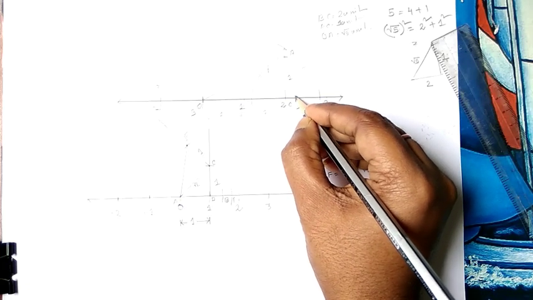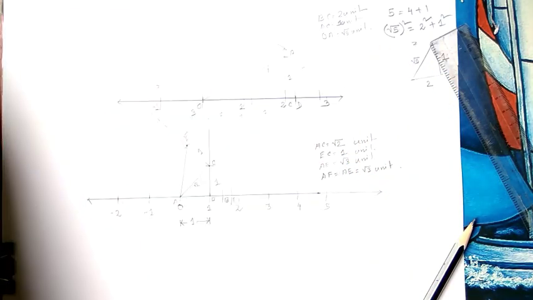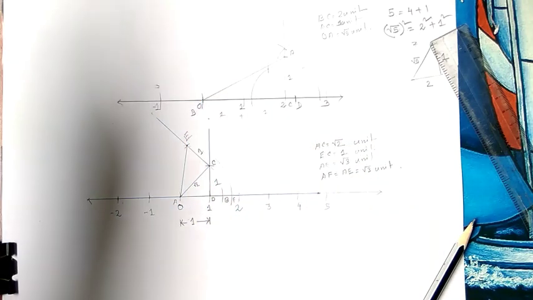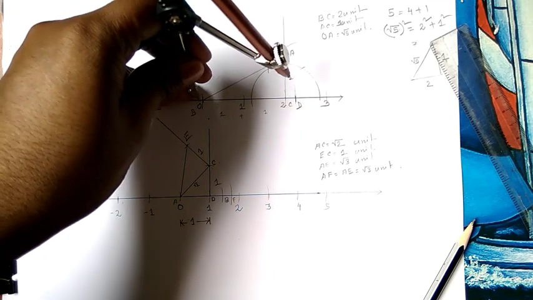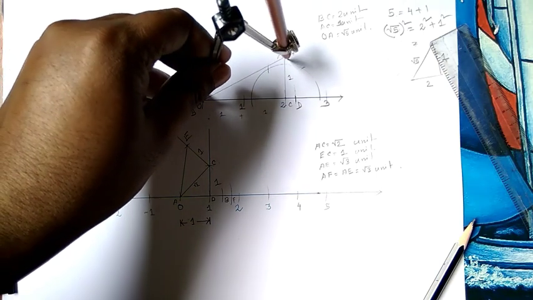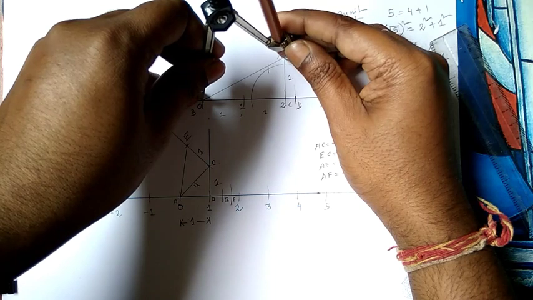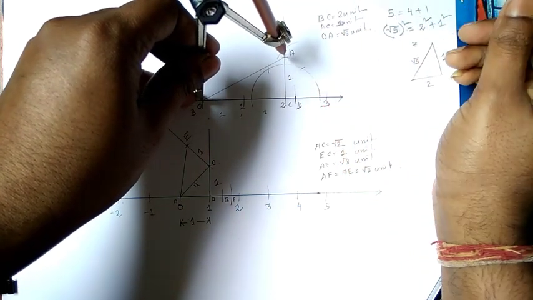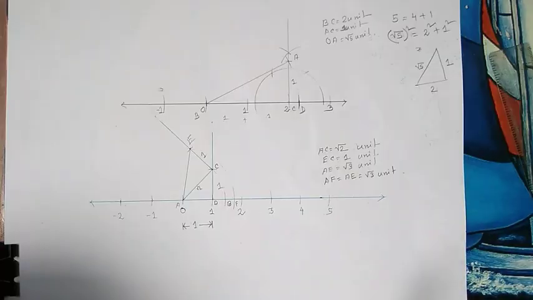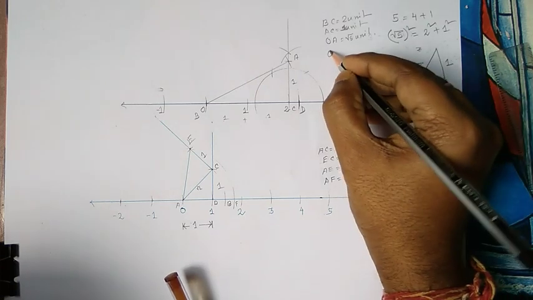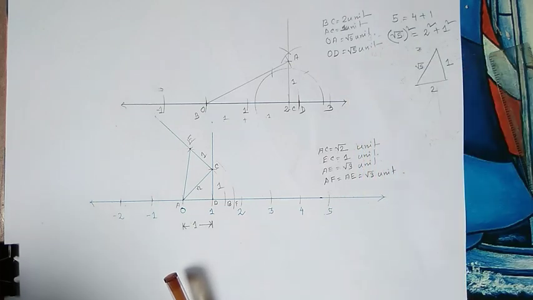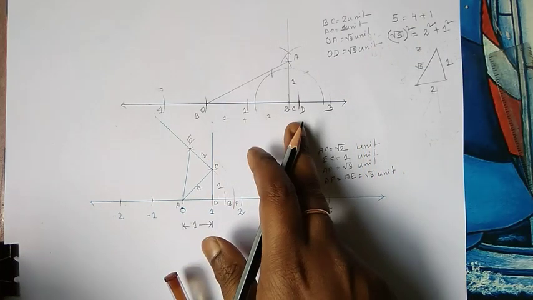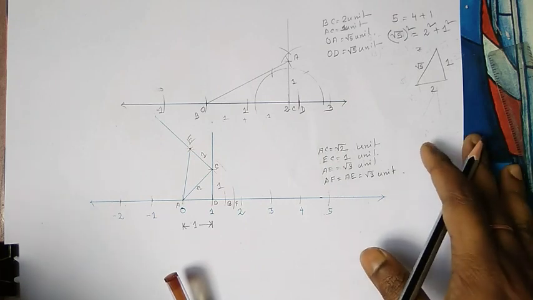So this OD is known as, actually this one is not properly visible. So write OD equals to √5 unit. So already √5 is in your number line.